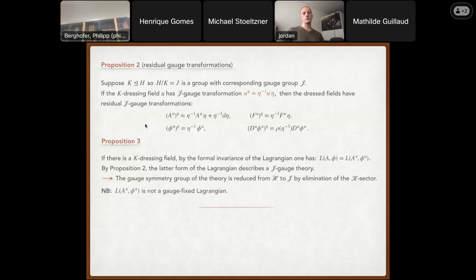Again, I insist on the fact that the dressed Lagrangian is not a gauge fixed Lagrangian, for the reason that I've stressed before, because U is not a gauge element, and therefore the dressed fields are not elements in the gauge orbits of the fields that they are the dressing of. So this is the technical part.